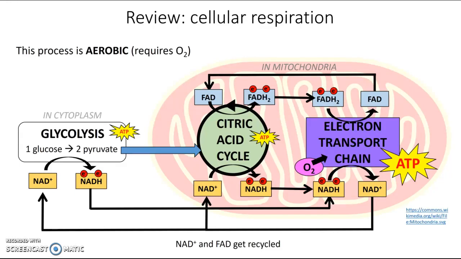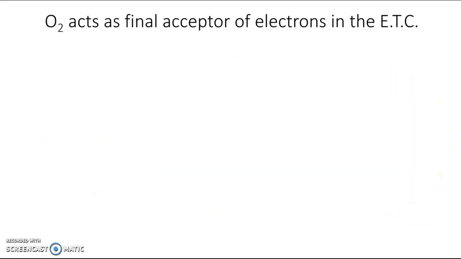So aerobic processes are ones that require oxygen. So this whole process would be called aerobic respiration. Let's take a closer look at exactly what oxygen does. As you learned in class, oxygen acts as the final acceptor of electrons in the electron transport chain.